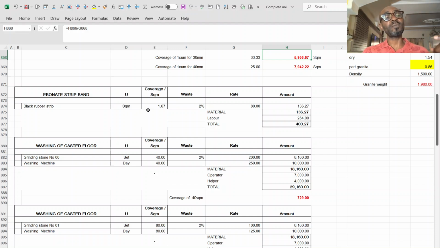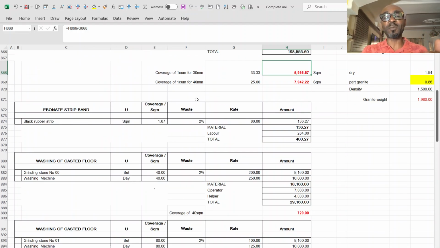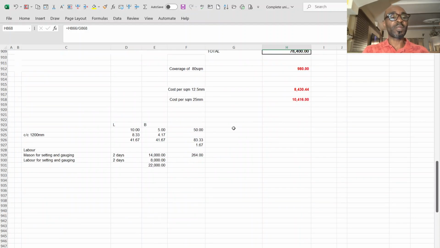Then for the ebonite strip, I had to capture this ebonite strip because you might find it in some cases, and in some areas it is not expected of you to use it, then you expunge what the cost is. But in case you are expected to put up these designs on the floor before you cast, so what I did is I took a typical sample of, say, a hall.